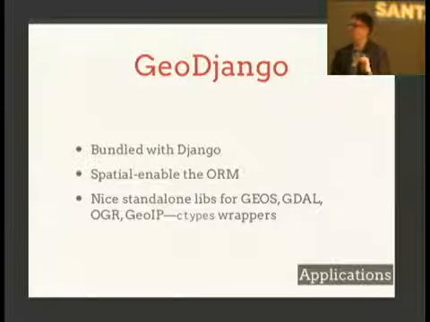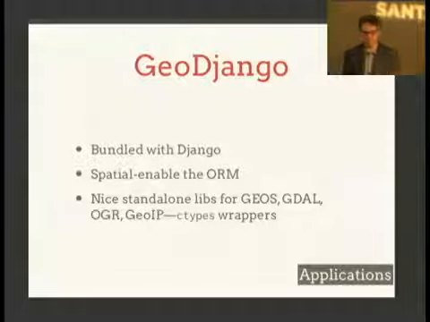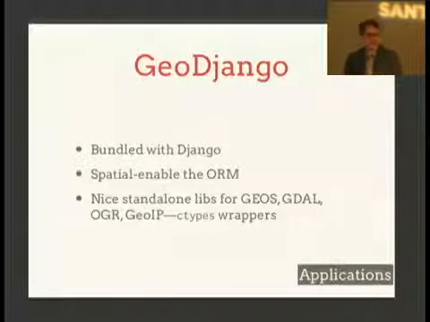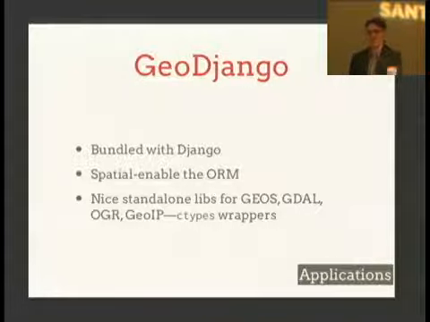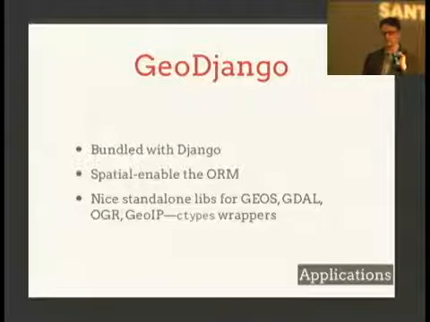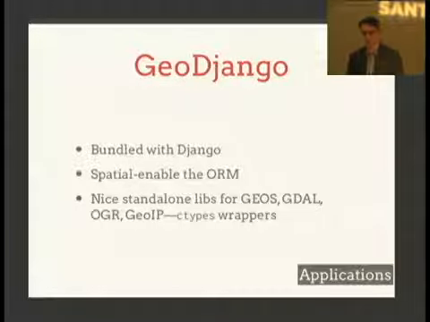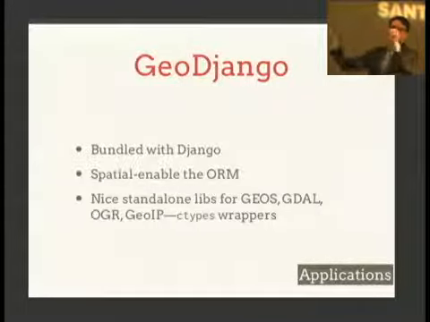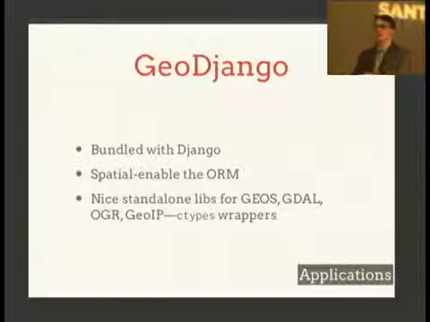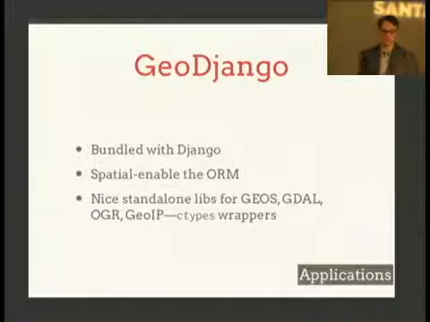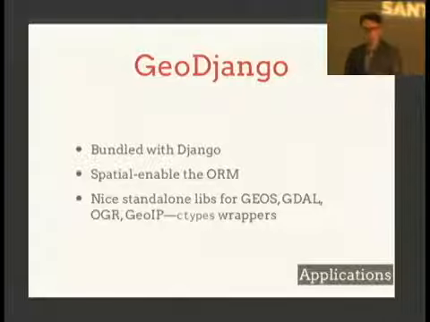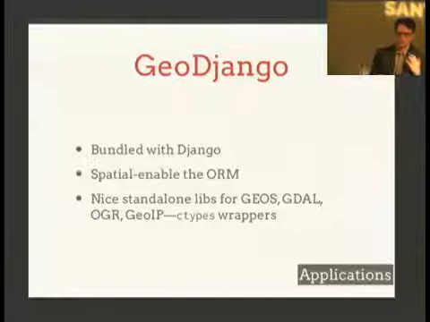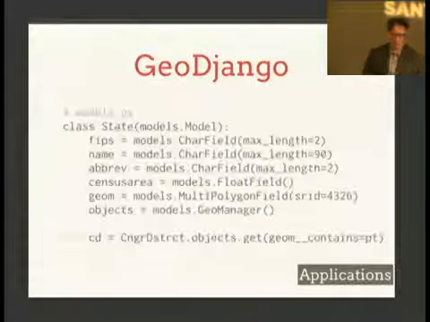GeoDjango is a fantastic library that's bundled with the Django Web Framework. It basically spatially enables the ORM in Django, and it has nice standalone wrappers for GEOS, GDAL, OGR, GeoIP that are written in ctypes, nice and clean. In fact, you can even import from those wrappers without importing all of the Django machinery. So if you just need to work with spatial data, I recommend that, or Shapely. Either of them can work with these data types and file formats really well.